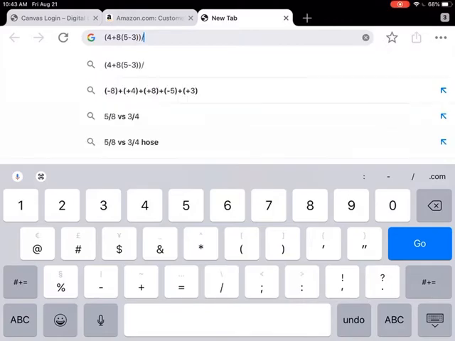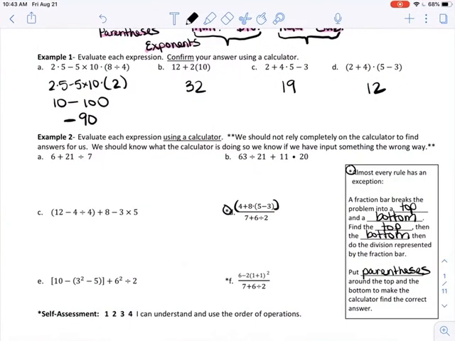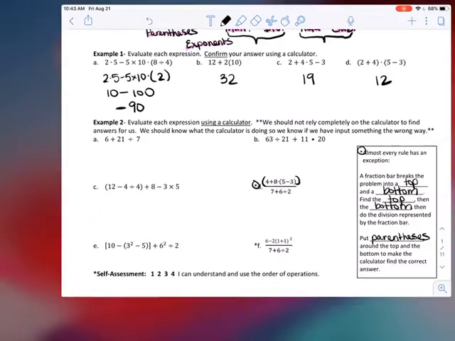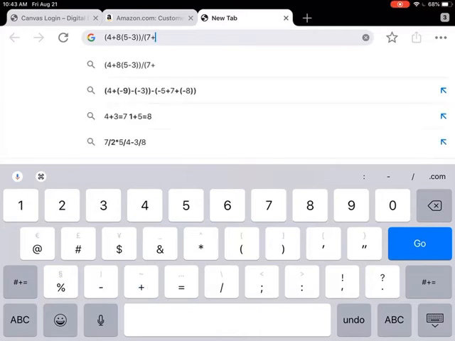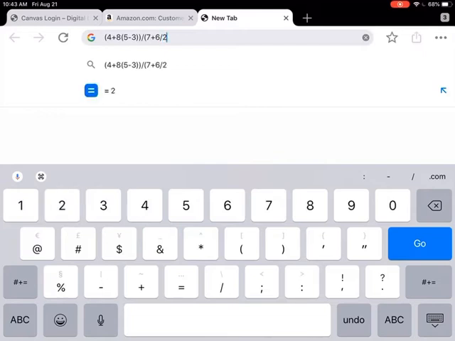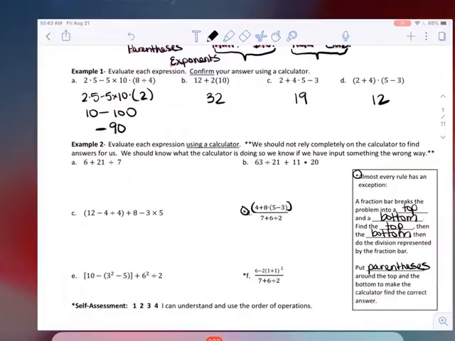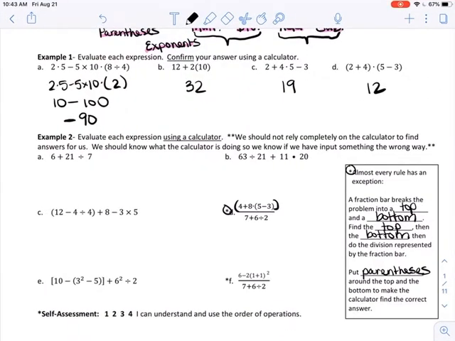Then put divide, and then put the bottom in parentheses. So I have 7 plus 6 divided by 2. So I'll put 7 plus 6. Ooh, I don't have a division sign, but I can use this little fraction bar. Divided by, was it 2? Yeah. And then close parentheses at the very end. It says that it equals 2, which strikes me as a little weird.